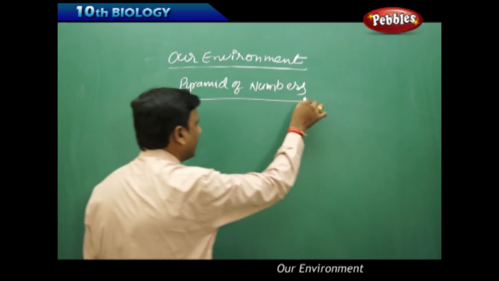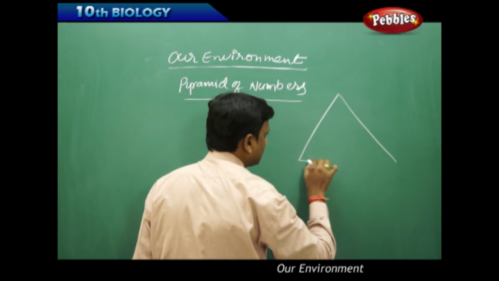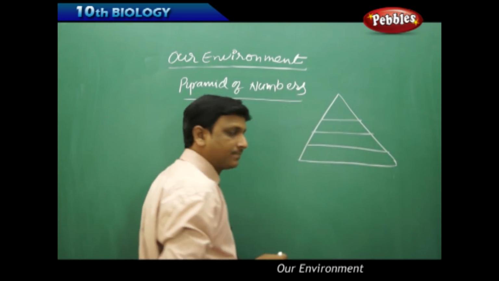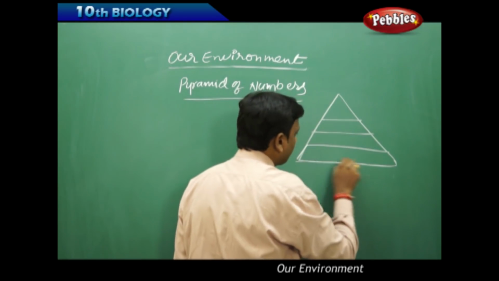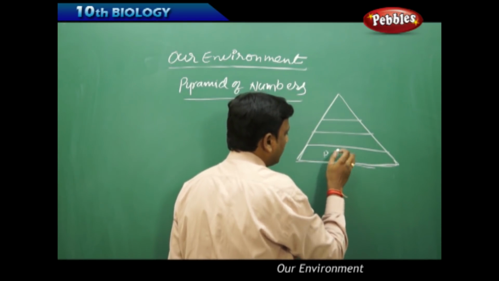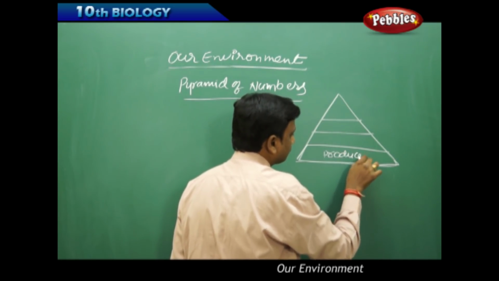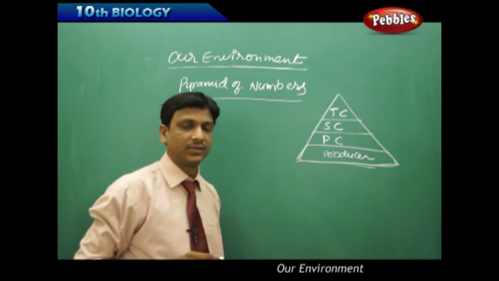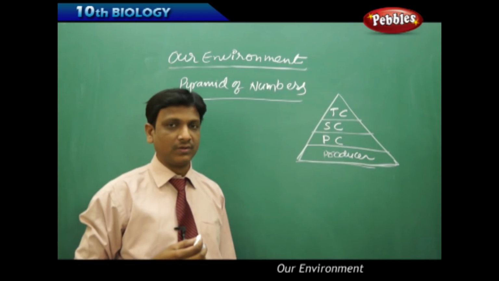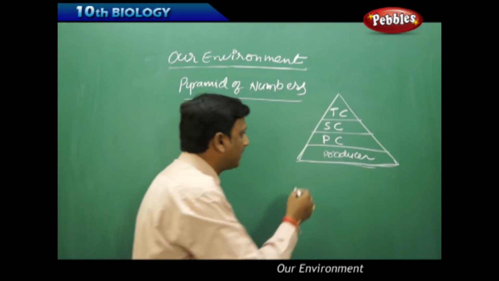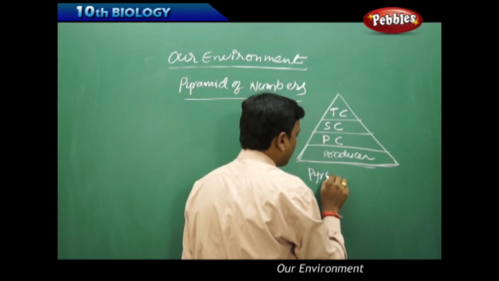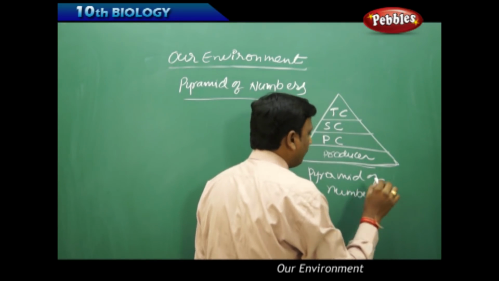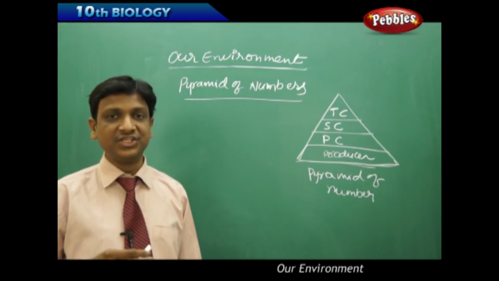What is this pyramid of numbers? Here also a pyramid is made with different levels. At the base, we denote the producers, then primary consumers, secondary consumers, and tertiary consumers. Here we are not only establishing the food relation by using a pyramid. By using the pyramid of numbers, we are trying to find the relation between the number of organisms at each level.